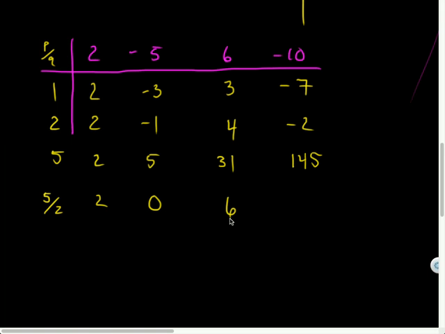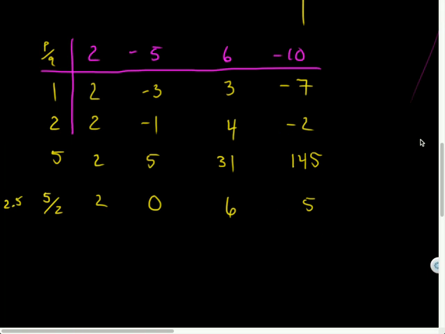Man, this one's not going to work either. Interesting. 5 halves times 6, half of 6 is 3, times 5 is 15, with a negative 10 is positive 5. 5 halves, by the way, is 2.5. Right. So between 2 and 2.5, it goes from negative 2 to positive 5. What does that tell us? Yeah, somewhere between 2 and 2.5, it crosses the x-axis.